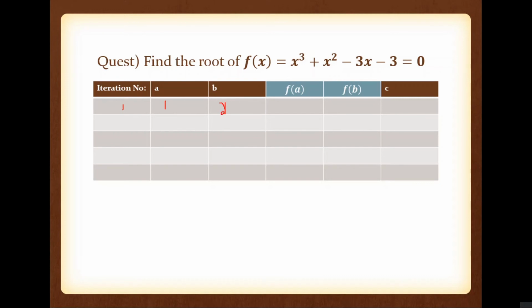So what is the value of f of a? 1 plus 1, 2, minus 3. So I think minus 4. Minus 4 is the value of f of a. And what is the value of f of b? It is 2 cube, that is 8, plus 2 square, that is 4. So 8 plus 4, 12, minus 3 into 2, that is minus 6. So 12 minus 6 is 6, minus 3. So that is 3. So f of b is 3.